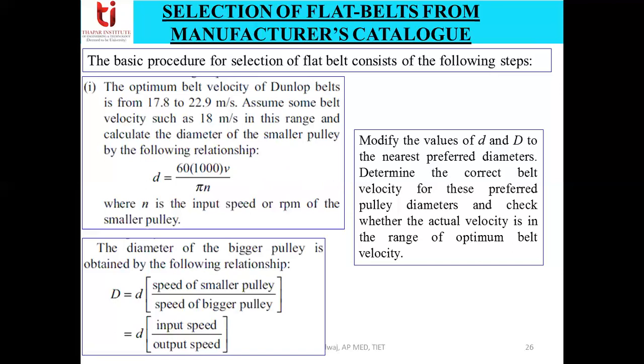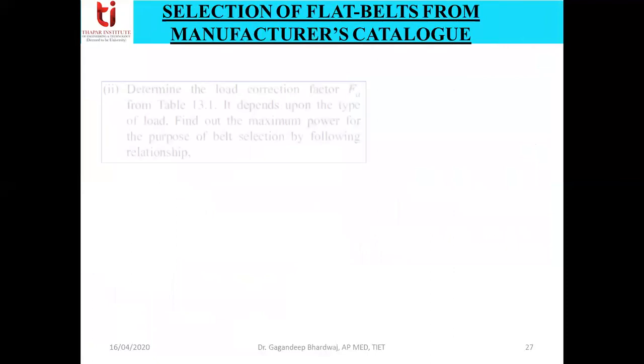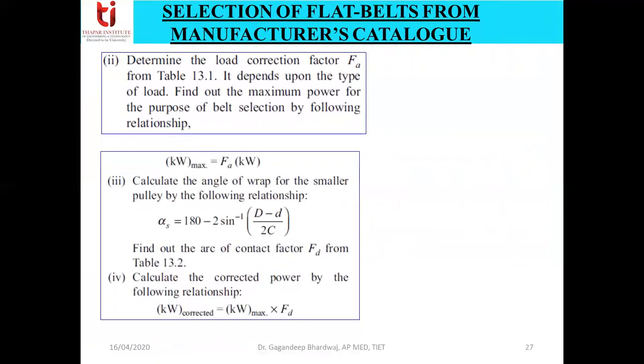So modify the values of d and D. Small d is the smaller pulley, capital D is the larger pulley, to the nearest preferred diameter that are given for belt velocity, these preferred pulley diameters, and check whether the actual velocity is in the range of optimum. Next step is you have to calculate the maximum power for the purpose of belt selection by the following relationship. This value will be given, power transmission, and this is load correction factor. You can calculate the maximum load carrying capacity, maximum power for the purpose of belt selection.